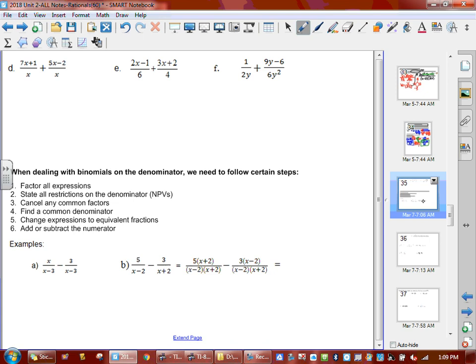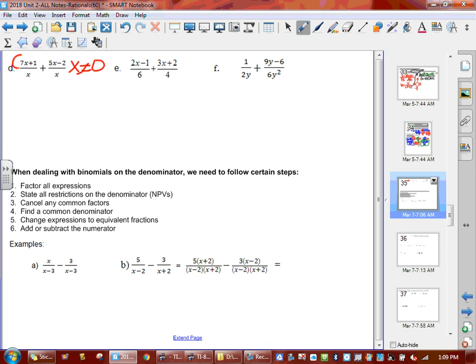All right, let's take a look at a few more examples. These ones have monomial bottoms. Okay? What is the non-permissible for the first one? X can't be 0. Perfect. So X can't be 0. Does it already have a common denominator? Yes. So if it already has a common denominator, you're just adding like terms on top.